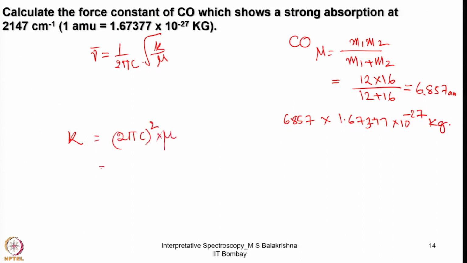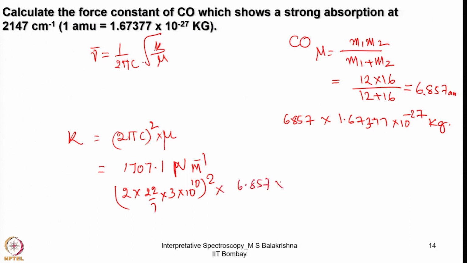Mu. If you put all the values here, you can find the stretching force constant easily. This comes around 1707.1 newtons per meter. You can put here, of course, 22/7, 3 × 10 raised to 10, to this value, 6.857 × 10 raised to minus 27. So this will give you the value shown here.